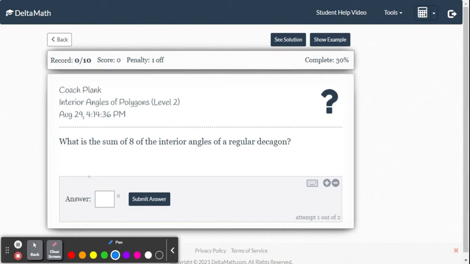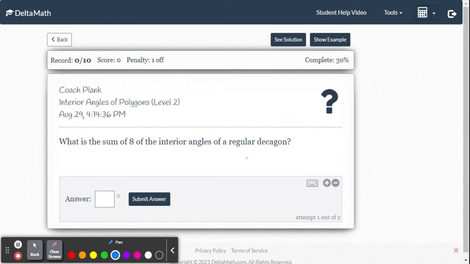All right, in this video we're going to look at a couple examples for interior angles of a polygon level 2 within the DeltaMath online system. It says, what is the sum of 8 of the interior angles of a regular decagon? So again, if you're not sure what a decagon is, do a quick Google search on it. You'll see it's a 10-sided polygon.